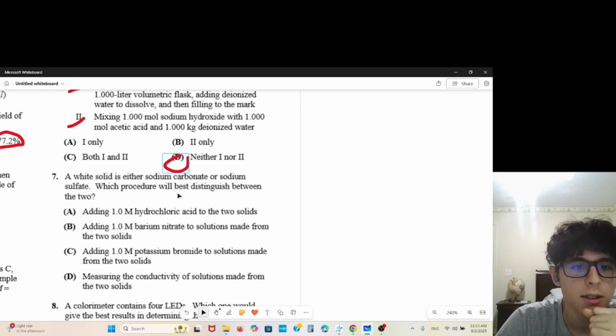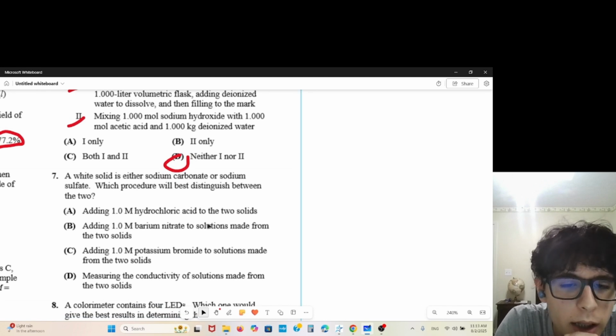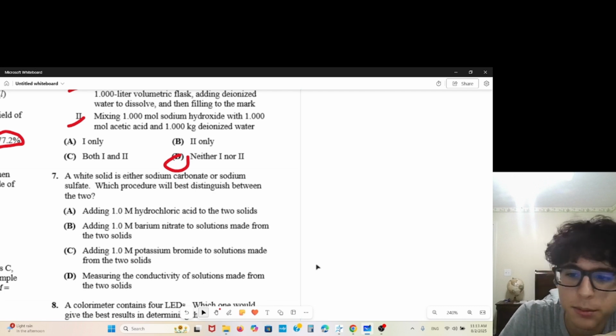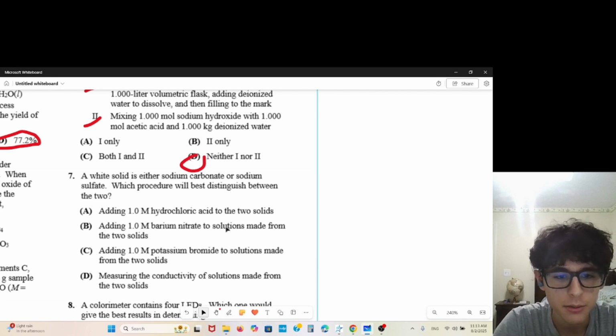All right. This is really easy. The white solid is either sodium carbonate or sodium sulfate. Which procedure will best distinguish between the two? Okay. Now, B is the trap answer. Why? Let's look through everything.